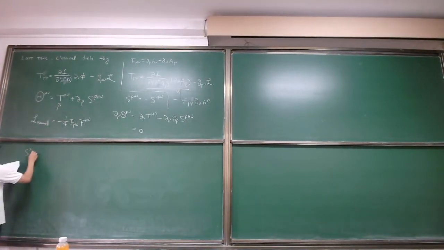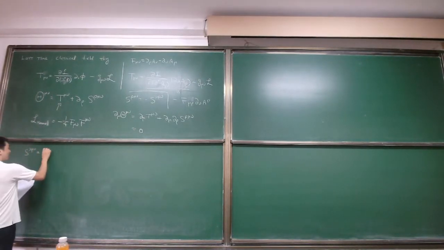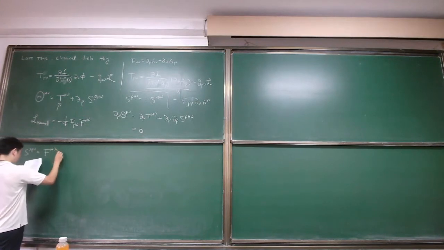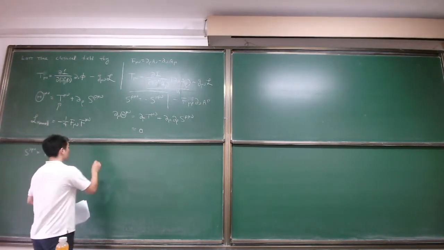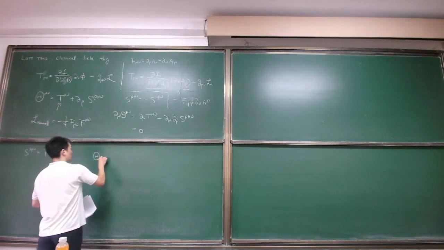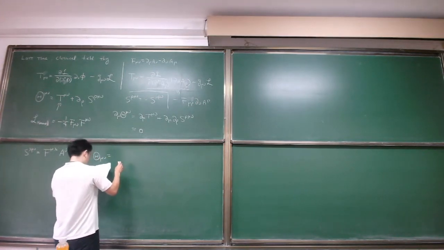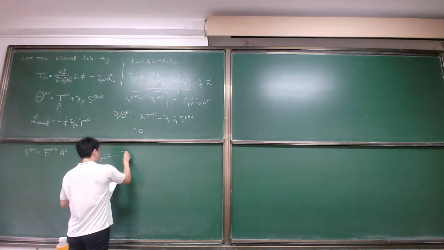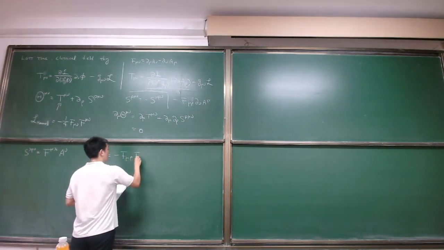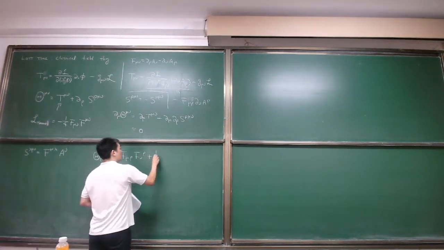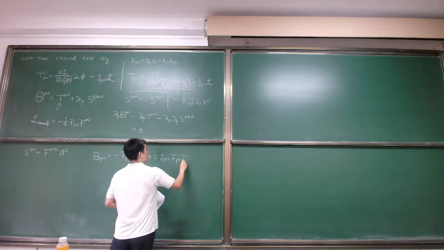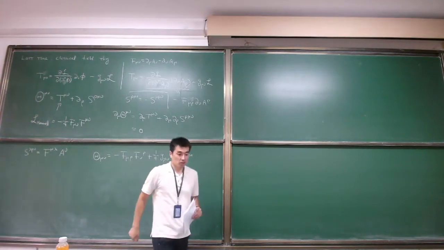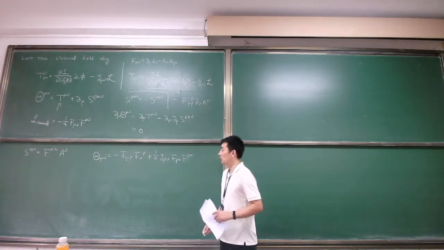S lambda mu nu equals x mu lambda nu. If you introduce this one, what you get is the desired form of the stress energy tensor. So this is the desired form of the stress energy tensor.